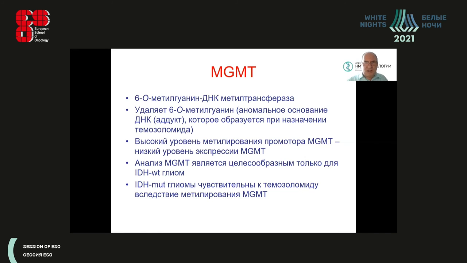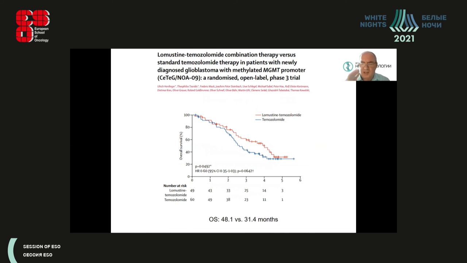I'm not a supporter of this. I suppose we have a direct method in our hands. It's just RNA expression. It's a direct method, and it's much more informative. That's why we try to analyze the activity of MGMT directly at the level of RNA. We should understand that all the gliomas with IDH mutation are associated with methylation of MGMT, and they should not be tested. We should do this test only for the tumors where we can see normal sequence of the IDH enzyme.